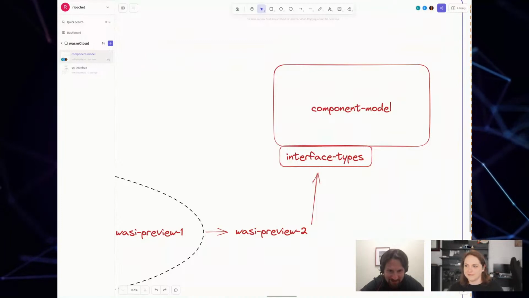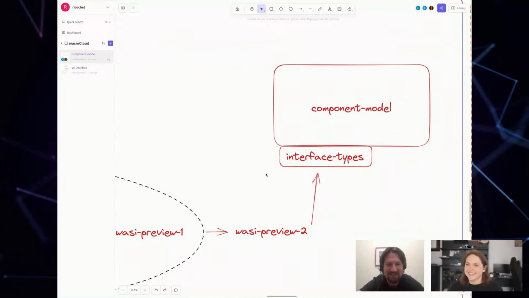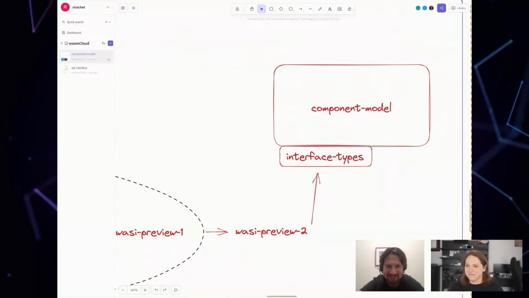Also, great diagram. This is a really cool visualization, and you're using multiple dimensions and nesting and stuff like that. This is cool.